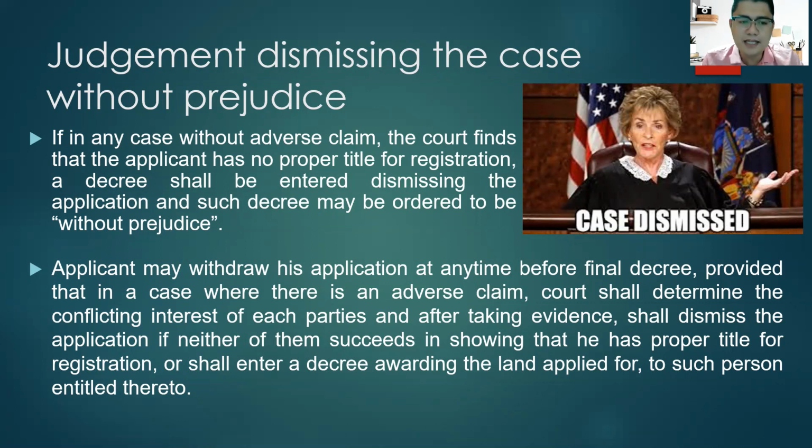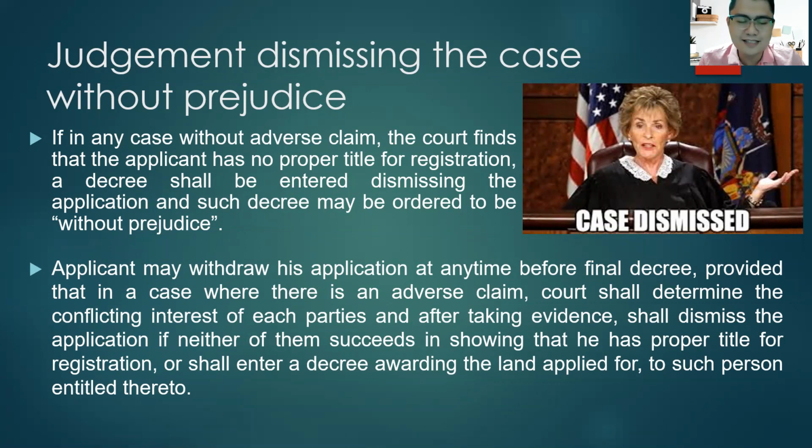An applicant may withdraw his application at any time before final decree, provided that in a case where there is an adverse claim, the court shall determine the conflicting interest of each party, and after taking evidence, shall dismiss the application if neither of them succeeds in showing that he has proper title for registration, or shall enter a decree awarding the land applied for to such person entitled thereto.